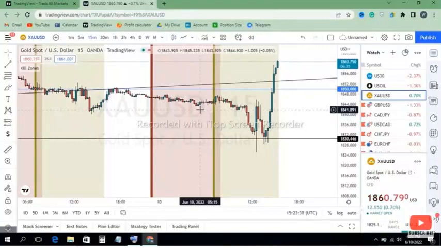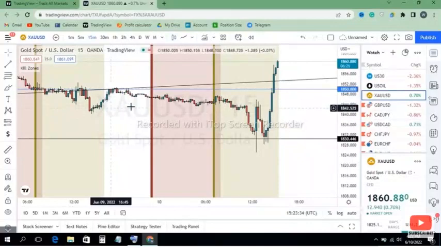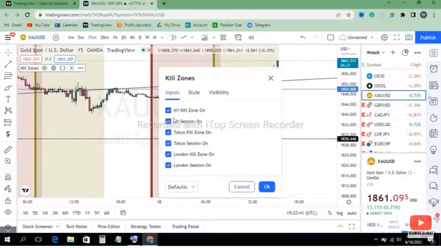So first of all, I have added my kill zones. Let me edit this so we can know the session we are in. Like I said, this is XAUUSD. So I'll be trading mostly New York session and London session. So let me take out Tokyo session over here.